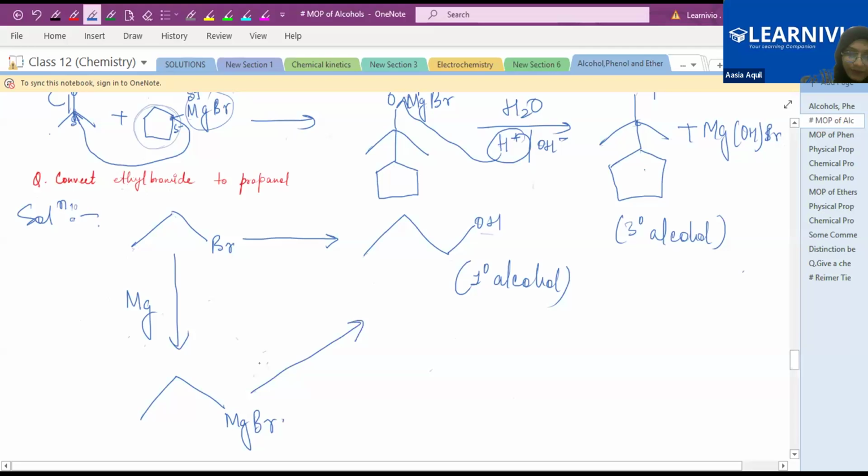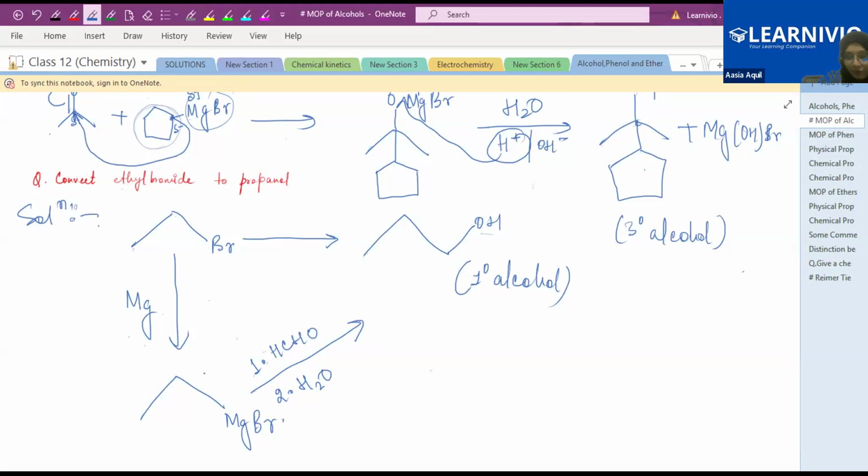So in the first step, we will treat it with HCHO, formaldehyde, followed by hydration, H2O. You can do the whole mechanism. You will get a propanol, right? So by these two steps, you can convert ethyl bromide to a propanol.